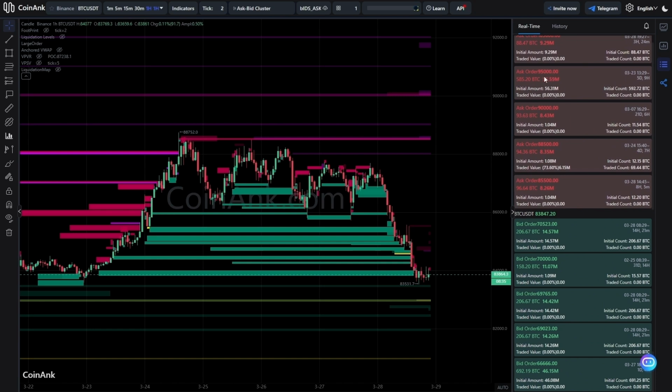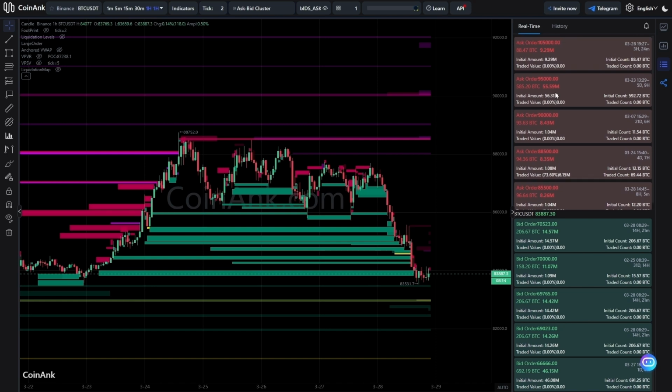At 95K, for example, we have this $55 million or 585.20 Bitcoin contracts sitting there. You can also see the initial amount of this level was 56.3 million. So we can be quite sure this is one person sitting right here at this level. It's one person's sell order and he reduced it by a tiny bit.